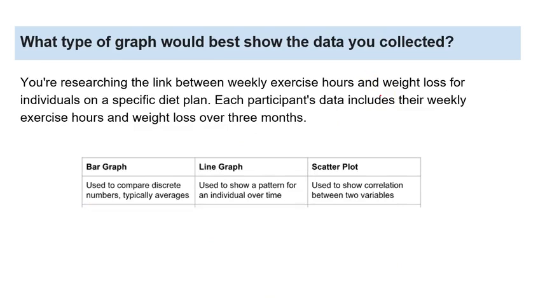And we have another example. You're researching the link between weekly exercise hours and weight loss for individuals on a specific diet plan. Each participant's data includes their weekly exercise hours and weight loss over 3 months. So the link means the relation, the correlation. So it's important to know that the scatter plot is the best for this experiment.